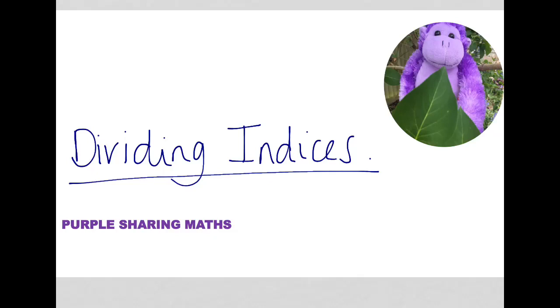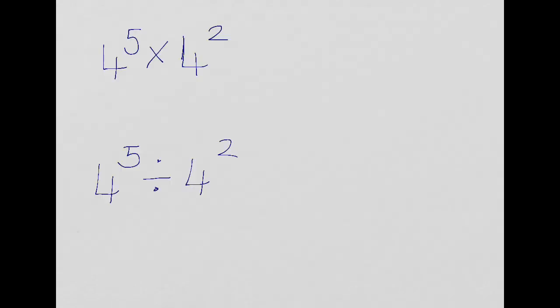Hello, and we're now going to look at dividing indices. So just recapping, because it's good to link maths together, we're going to look at multiplying. Now, the key thing with all of these rules, with multiplying indices and when we're dividing, is that our base needs to be the same. So you can see here, I've got a base of 4 and I've got a base of 4.